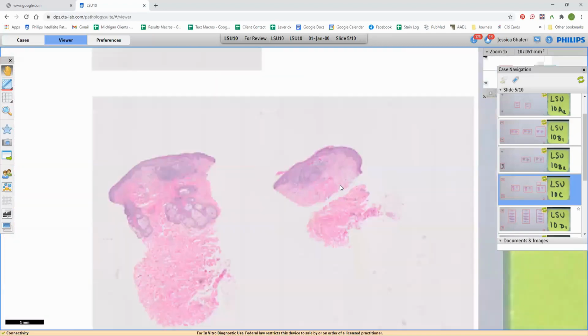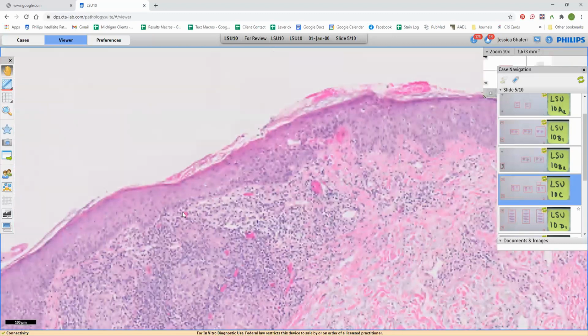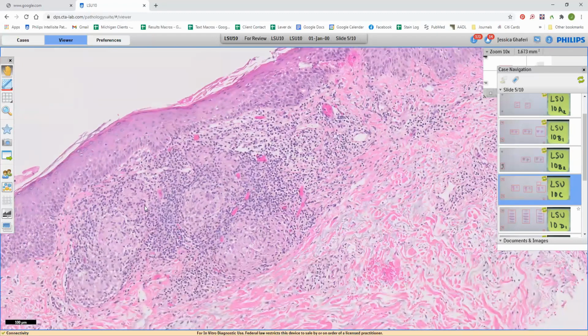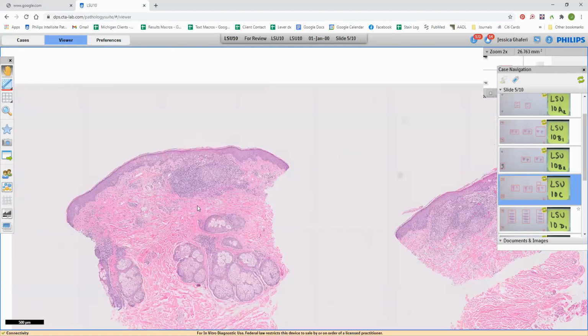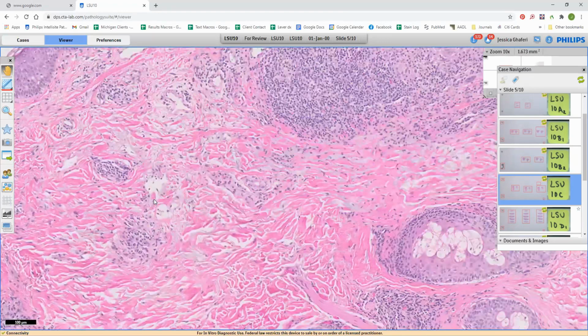Now we have a slightly different pattern. So we can see we have another punch biopsy. And here in the epidermis, there's some very slight spongiosis and mild compact hyperorthokeratosis. We are perhaps somewhere near the face because we've got some more prominent sebaceous glands. This might be a slightly older patient because we also have some solar elastosis.